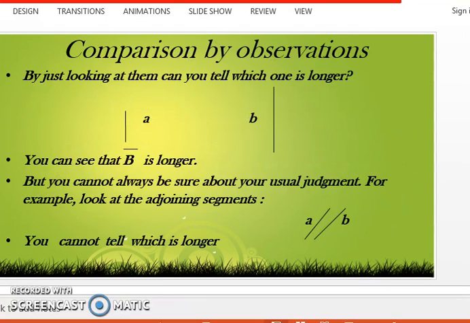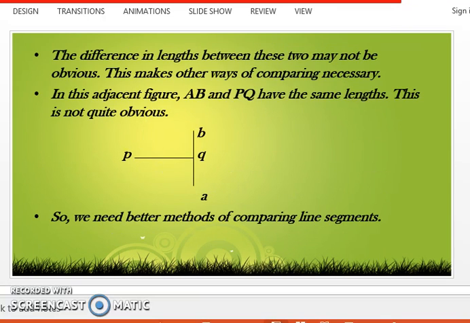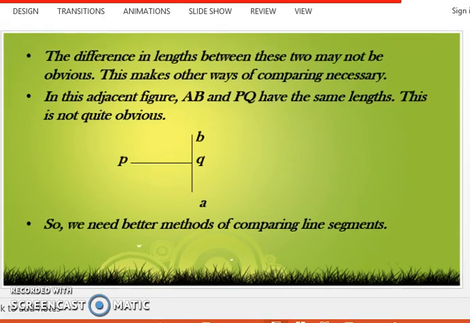We can make a comparison by observation. By just looking at them, you can tell which one is longer. For example, in this figure, we can say that line B is longer. But you cannot always be sure about your usual judgments. For example, if you see the adjoining segments, it is very difficult to tell which one is longer or which one is smaller. The difference in the length between these two may not be obvious. Therefore, we need another way of making comparison. So we need a better method of comparing line segments.